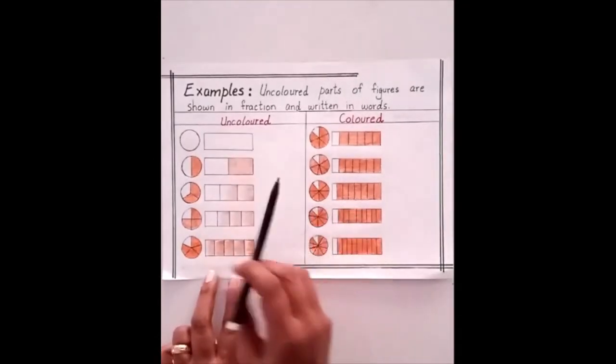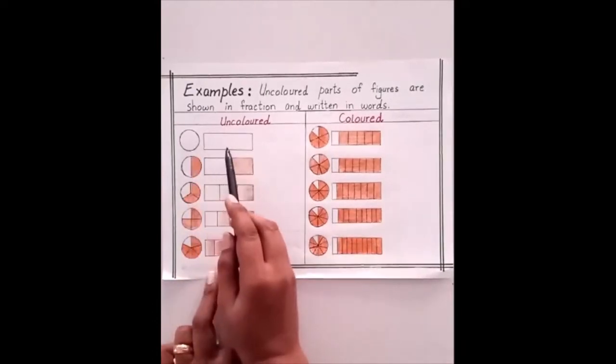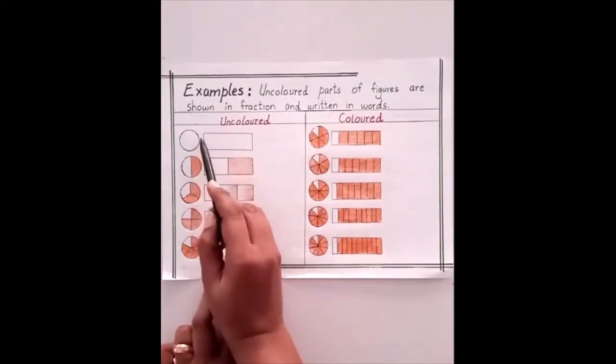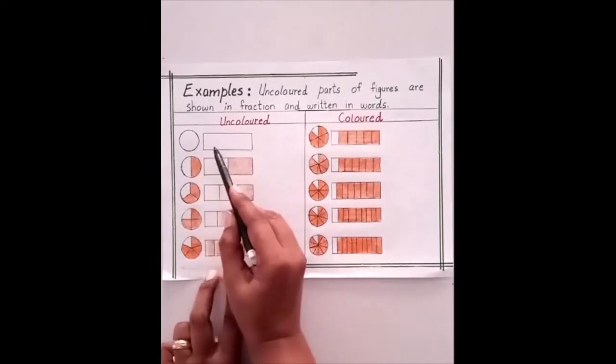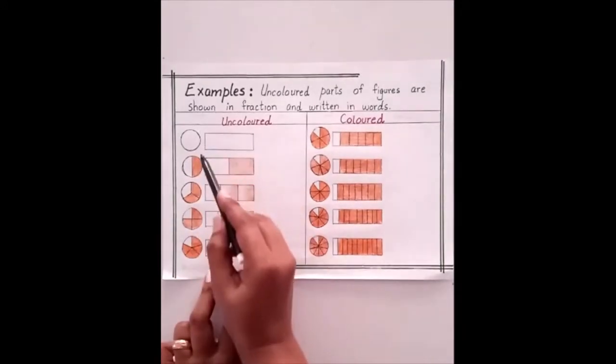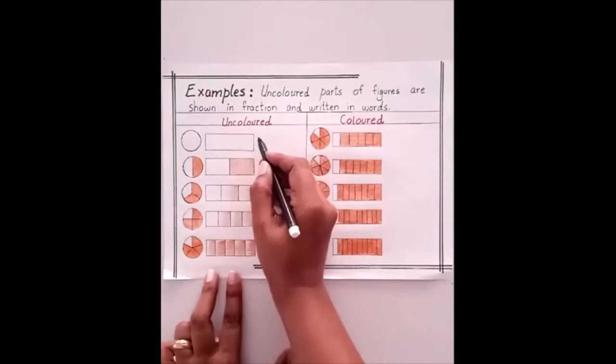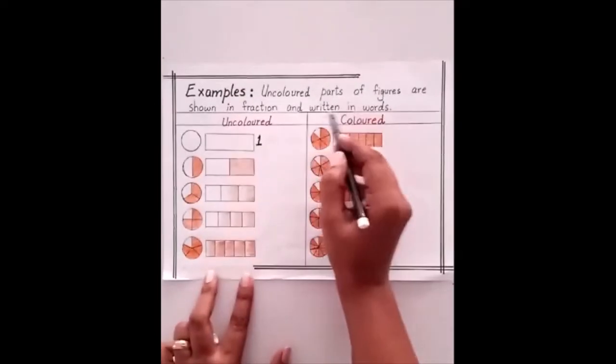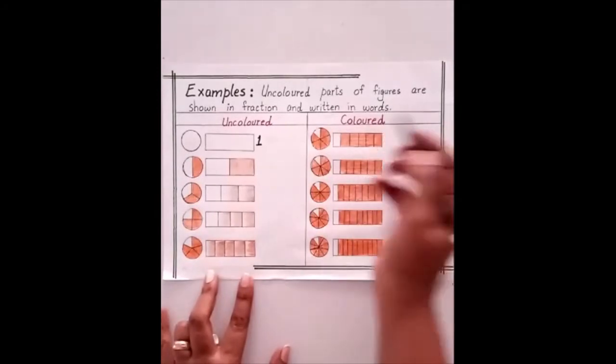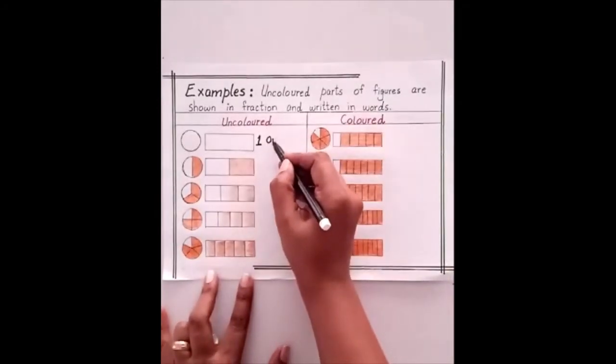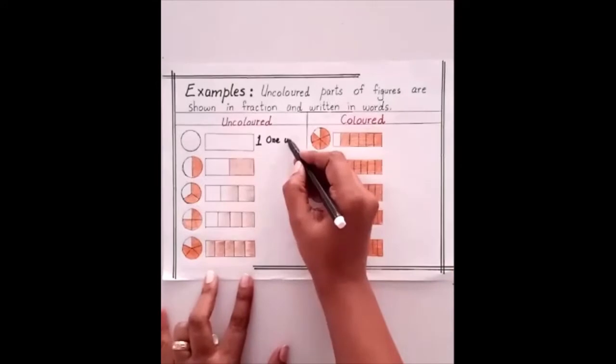See, how many uncolored portions are here? This whole is count 1. This is uncolored. So it will count 1. And in words, we have to write 1 whole.